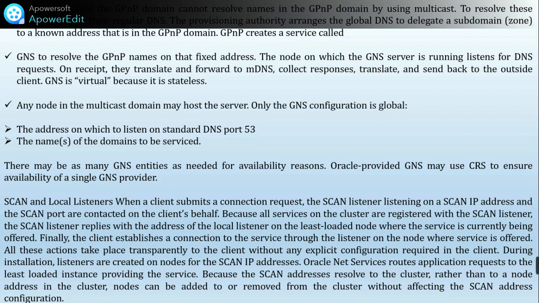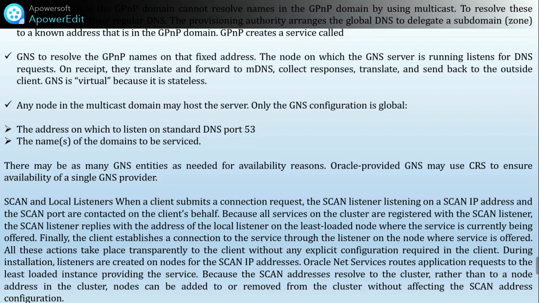GNS is virtual because it is stateless, and any node in the multicast domain may host the server. Only the DNS configuration is global: the address on which it listens on the standard DNS port 53, and the names of the domains to be serviced. There may be as many DNS entities as needed for availability reasons. Oracle-provided DNS may use CRS to ensure availability of a single DNS provider.